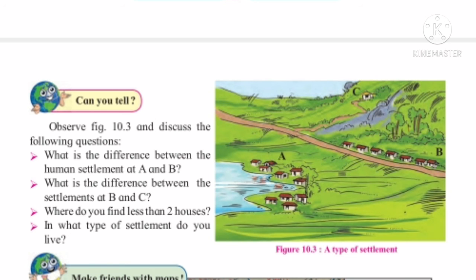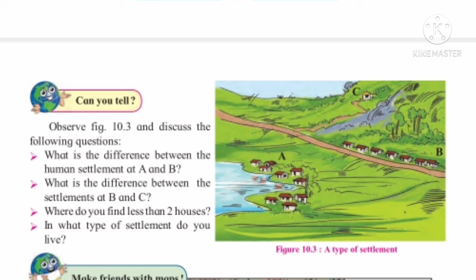What is the difference between settlements at B and C? B is a linear settlement and C is the type of tribal hamlet. Where do you find less than 2 houses? C is a tribal hamlet having less than 2 houses. In what type of settlements do you live? We live in the B type of settlements.